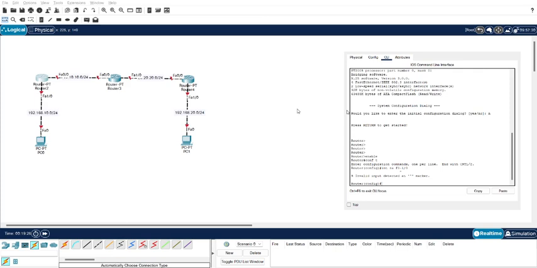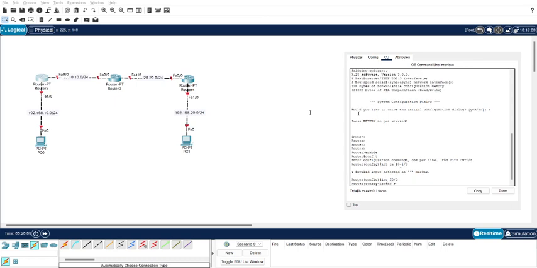The interfaces cannot be ranged like this, because the number that can be ranged is the second number. So Fast Ethernet 1/0 and Fast Ethernet 0/1 have to be done separately. Okay, after that we're going to do it by ourselves. Fast Ethernet 0, no shutdown.